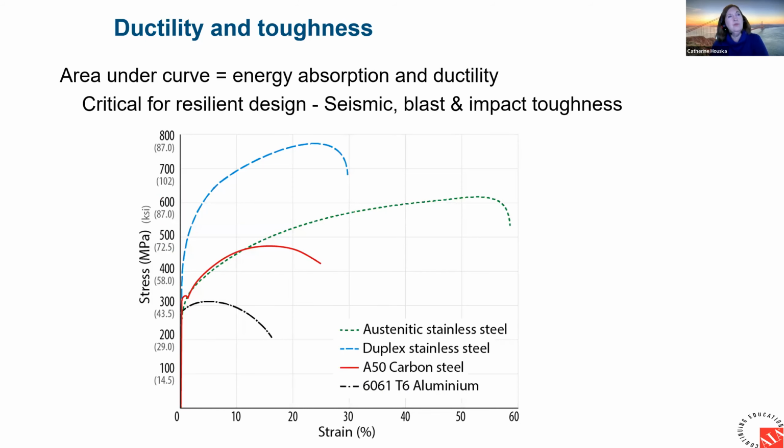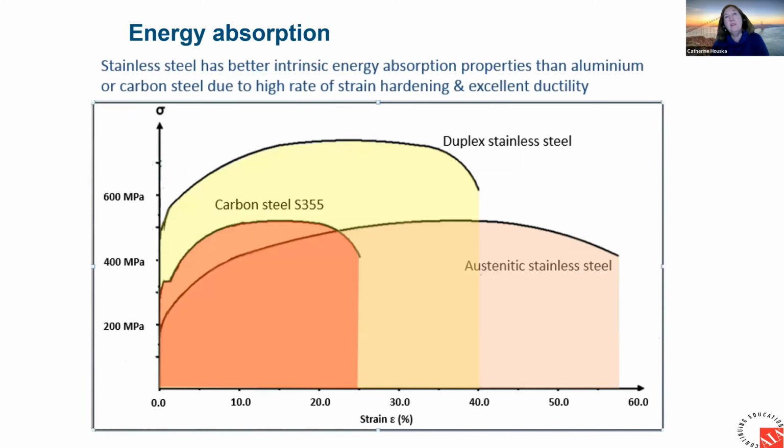This shows you, again, the same comparison that we saw earlier in the presentation. The area under the curve is how much energy can be absorbed, and it shows you the ductility of the steel. And that's critical for resilient design. We're talking about seismic, blast, impact, toughness. And I think showing those areas filled in can be helpful in seeing the relative differences.